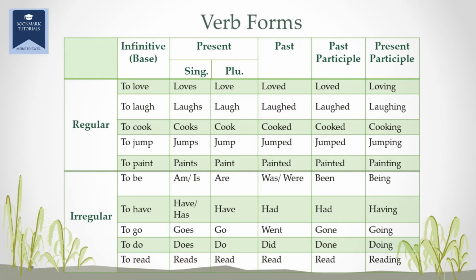At the same time, a commonly used verb love, we can see that in the present it's love or loves. The past form is loved, past participle is again loved, and present participle is loving. Similarly, we can see that the other regular verbs also follow such a pattern.